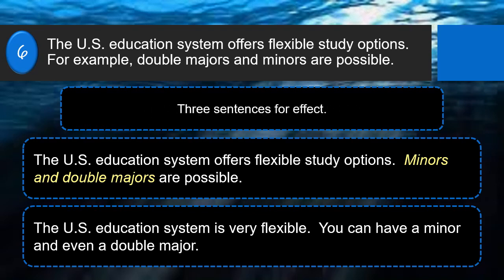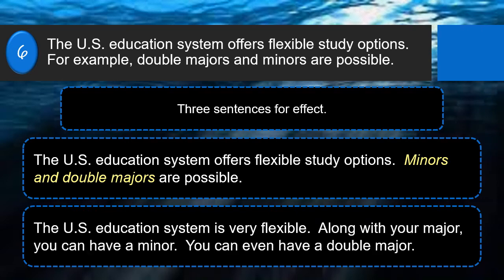Also, you might want to consider 3 sentences for effect. The U.S. education system is very flexible. Along with your major, you can have a minor. You can even have a double major. 3 sentences, 2 very specific examples. This is probably my best option for now.